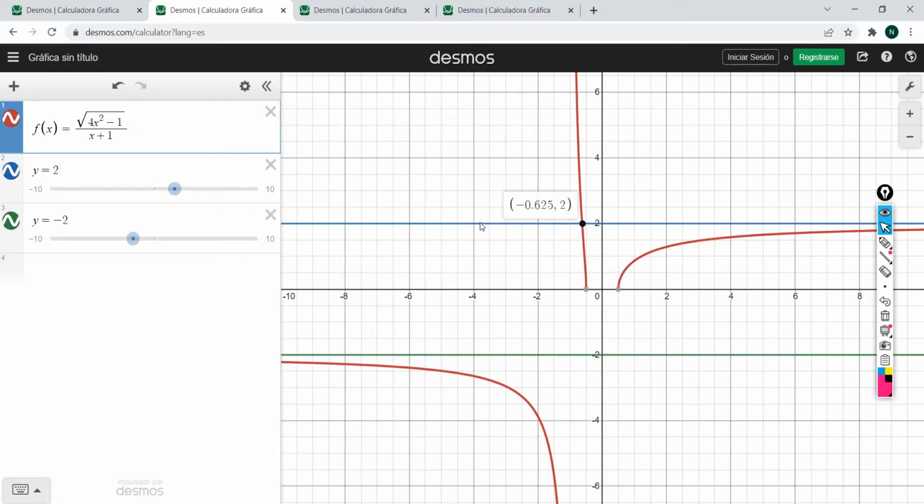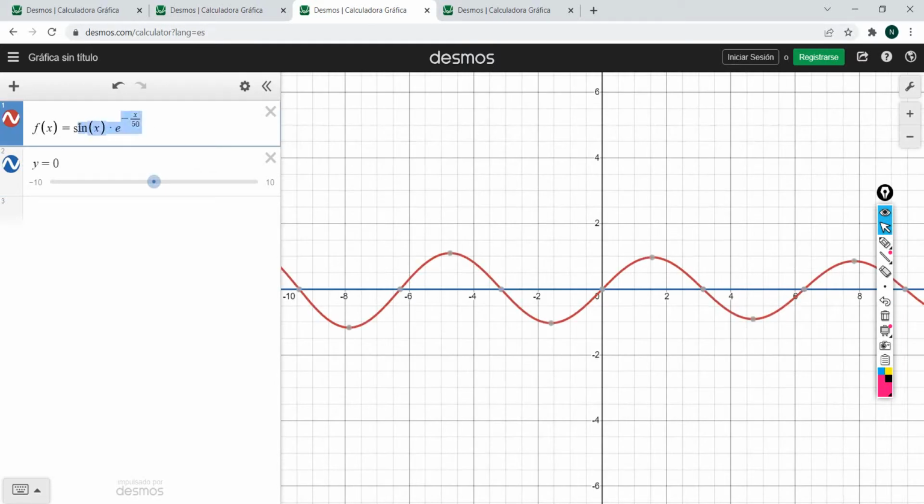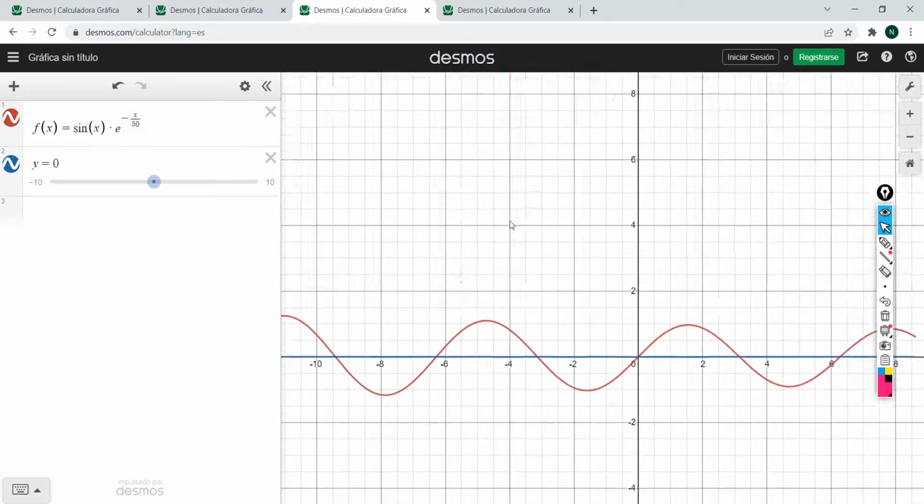So yeah, a function can actually touch one of its asymptotes. Okay, so this is a more general case. That's my point. And it can even present this type of behavior. Look at this function. This is a complicated function, right? Sine of x times e to the minus x over 50. And take a look at this function.